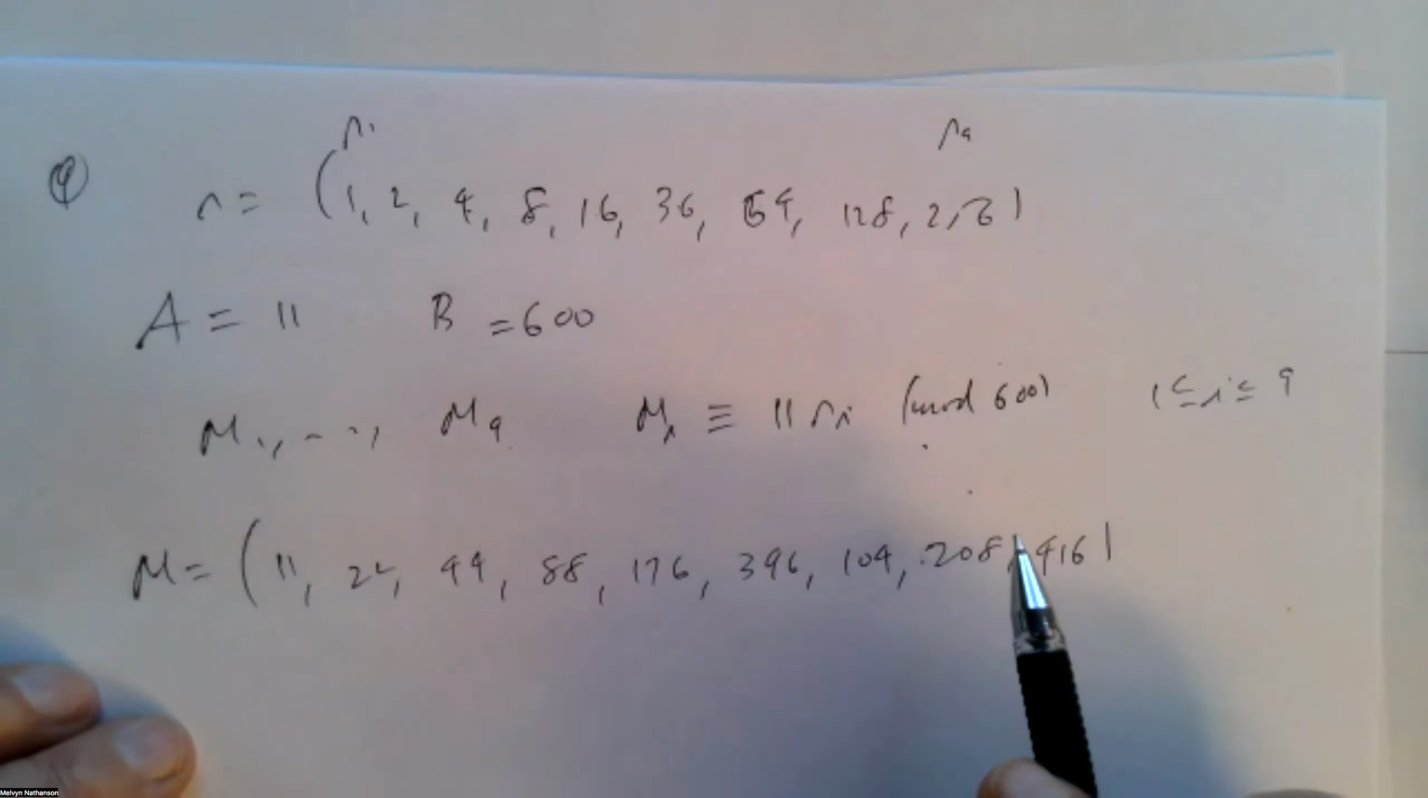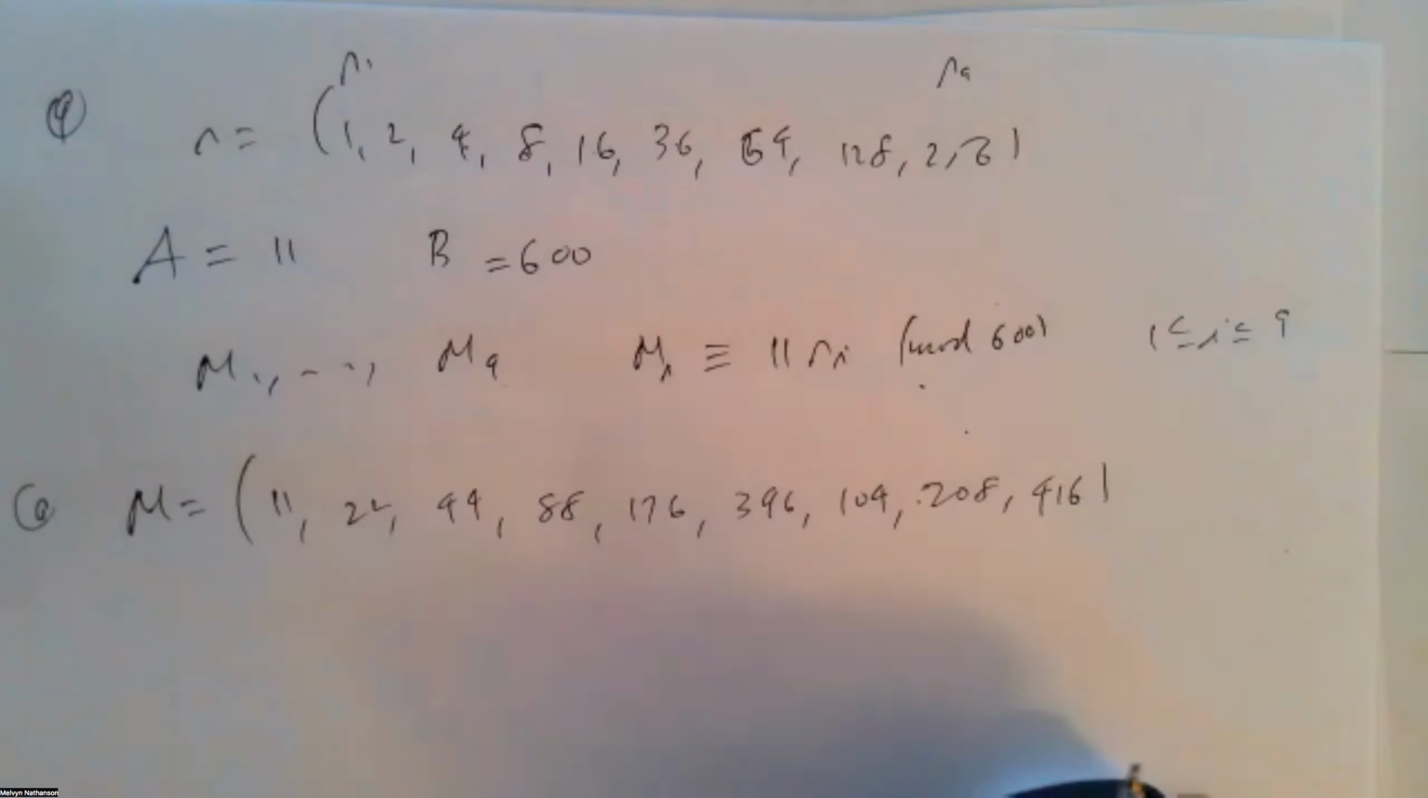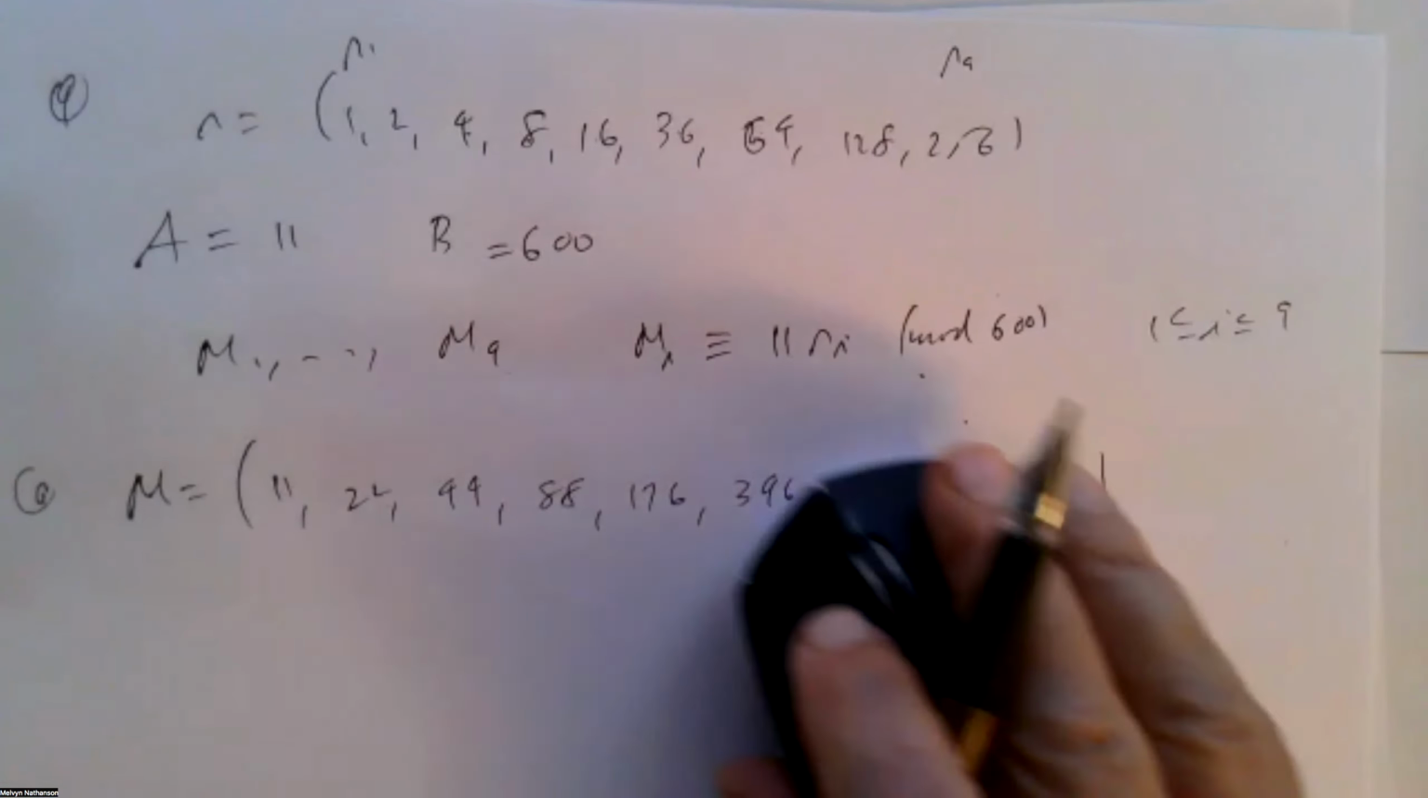So this is the sequence M, and it's ordered. You can't rearrange the numbers. If you rearrange the numbers, everything is wrong. So this is part A, which I guess wasn't so hard to do by hand.